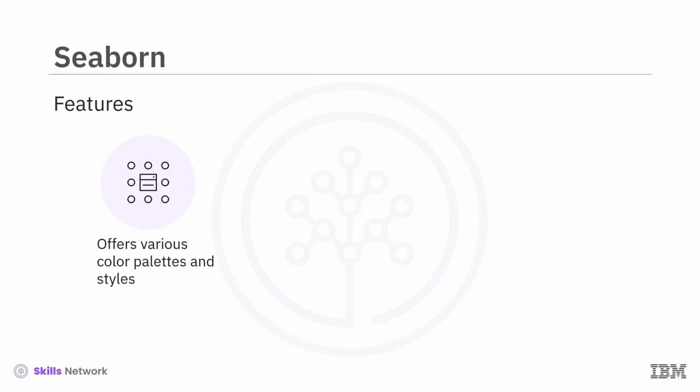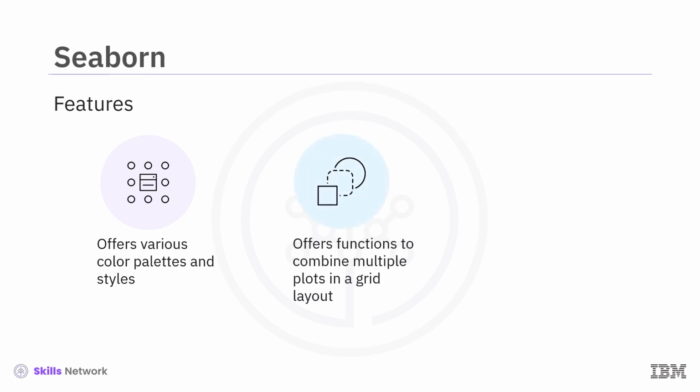Seaborn comes with various color palettes and styles to customize and enhance the aesthetics of the plot. It offers functions to combine multiple plots into grid layouts, which can be useful for comparing multiple variables or subgroups. Its integration with Pandas allows it to plot data directly from Pandas data frames or series. Seaborn's combination of statistical visualizations, default aesthetics, integration with Pandas, ease of use, and built-in themes make it a popular choice among data scientists and analysts for exploring and communicating insights from data.